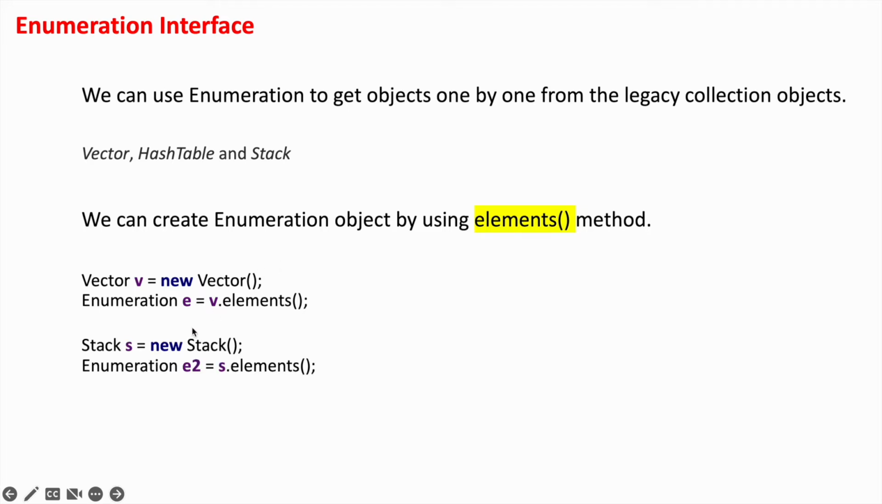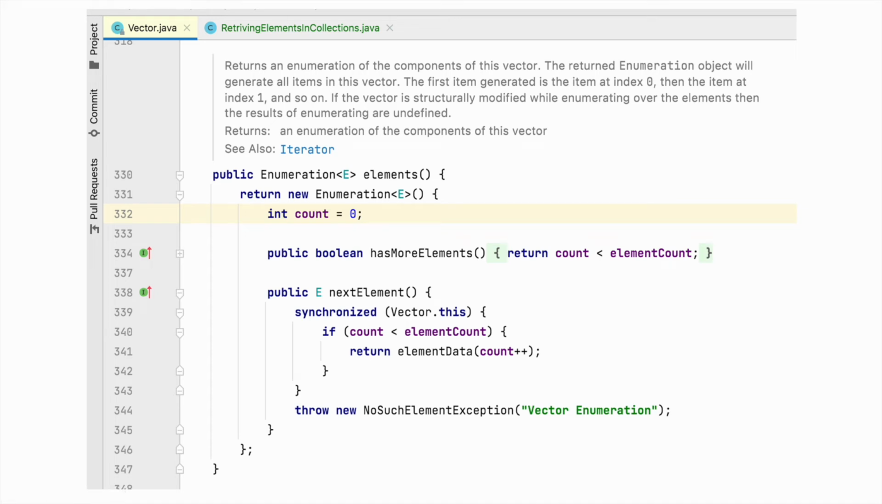In the same way, Stack s is equal to new Stack. In the Stack class also we have the elements method, and in Hashtable also we have the elements method. By using the elements method, we can create the enumeration object. If you see the internal implementation of the Vector class, we have one method, elements, of type Enumeration. The Enumeration has two methods, hasMoreElements and nextElement.